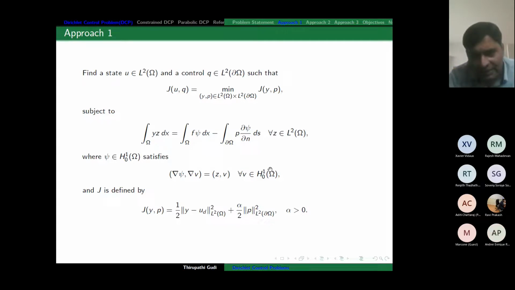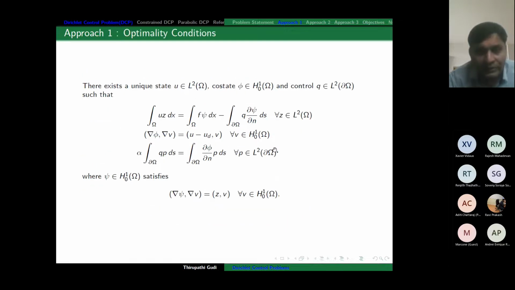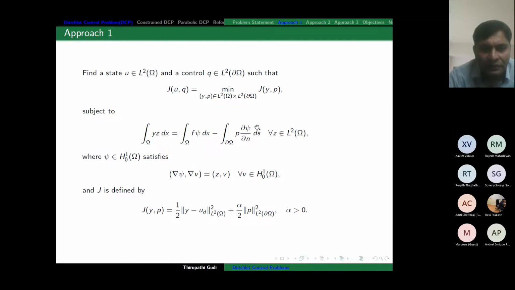Okay, so this approach gives a way to handle this problem, and we can also derive that the existence and uniqueness of the solution (y, q) can be proved using the standard techniques known in optimal control theory. Once you know that given p there is a unique solution y, and you have this strictly convex functional, this optimal control problem will have a unique solution.